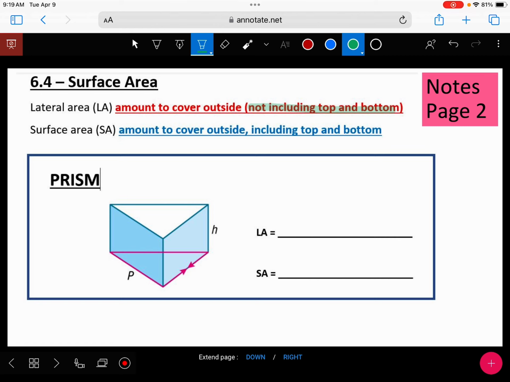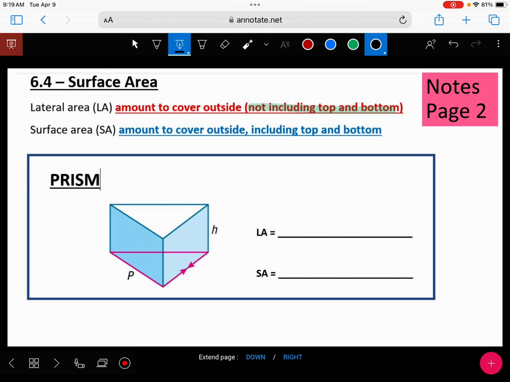So if it is a prism, that is where the base has some type of pointed side. It doesn't have to be a triangular base. It could be a square base, a rectangle, or a triangle, or a trapezoid. It could be any type of base except a circle. And then the height. Okay, so formula for lateral area.